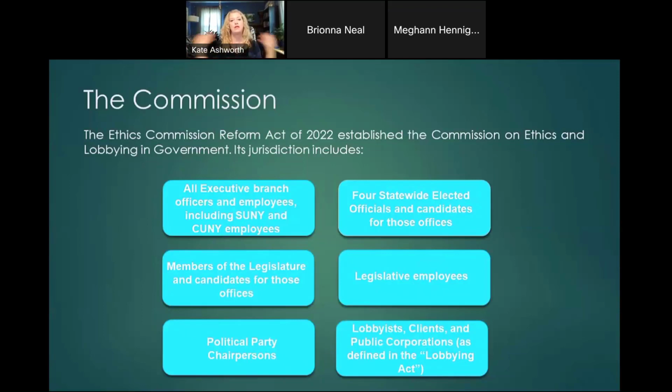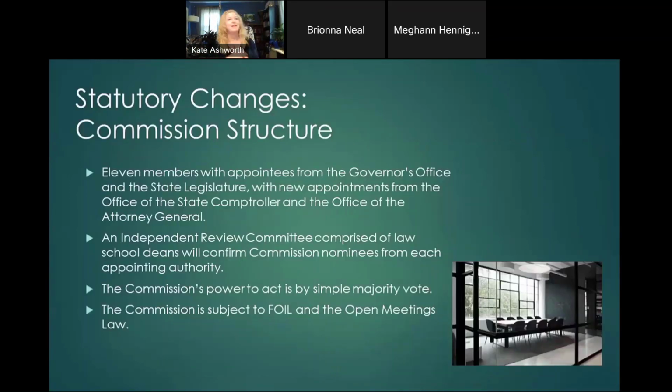So we really do still have jurisdiction over the whole universe of state officers and employees, elected officials, candidates for those offices, legislative members and employees, certain political party chairpeople, and the entire universe of lobbyists. So our mandate is huge, really. Okay, so what changed for the commission?